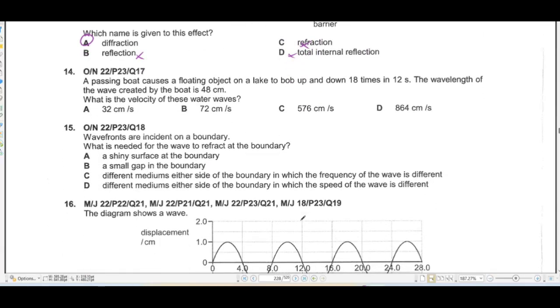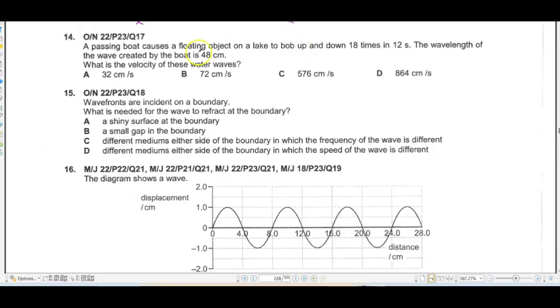Okay, question number 14. A passing boat causes a floating object on a lake to bob up and down 18 times in 12 seconds. The wavelength of the wave created by the boat is 48 centimeters. What is the velocity of these water waves? Okay, now they've given the wavelength in centimeters and we want the velocity in centimeters per second. So we don't need to convert it into meters.